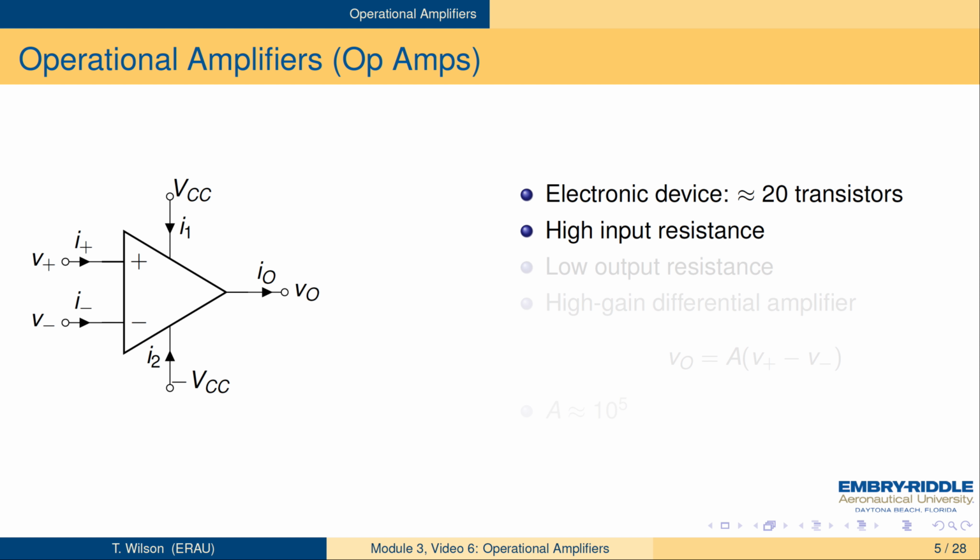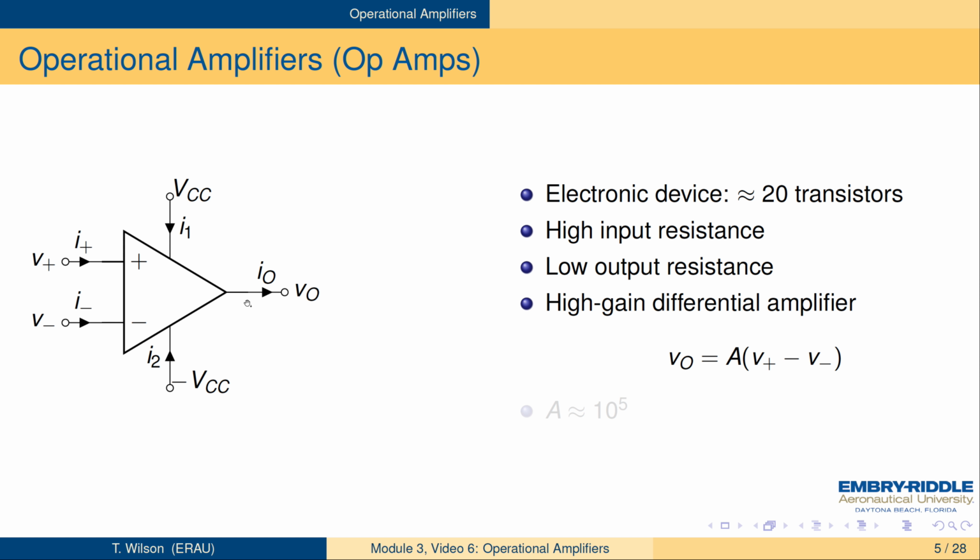It has high input resistance, so the currents I+ and I- are small. They're often opposites of each other. The device is often modeled as having a resistance between the plus and minus terminals. It's a very high resistance, in the megaohm area, so I+ and I- are very small. It has a low output resistance, so it can draw a lot of current without changing the voltage at the output. And it basically operates as a high gain differential amplifier.